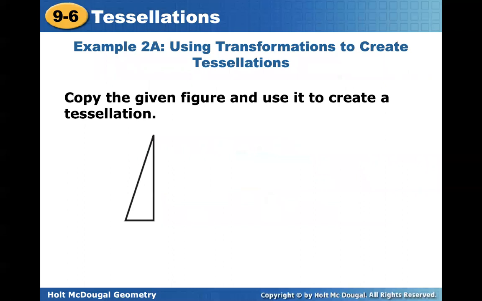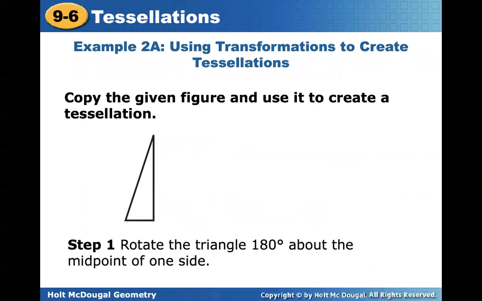Copy the figure and use it to create a tessellation. So copy this figure down and we need to create a tessellation. And of course, we know that we're going to have to put each corner in there 2 times because it's a triangle. So we're going to have to add up to 360 degrees.